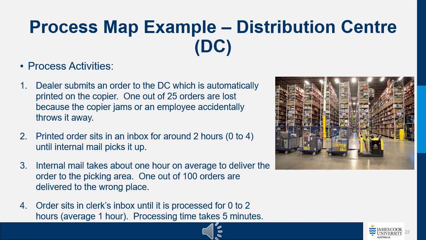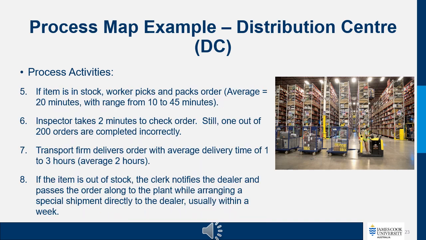The order sits in the clerk's inbox until it is processed, around 2 hours, 0 to 2 hours, average 1 hour, and processing time takes 5 minutes. If the item is in stock, a worker picks it up, average around 10 to 24 minutes. An inspector takes 2 minutes to check. Still, 1 out of 200 orders are completely incorrect. Transportation for delivery takes around 2 hours on average.